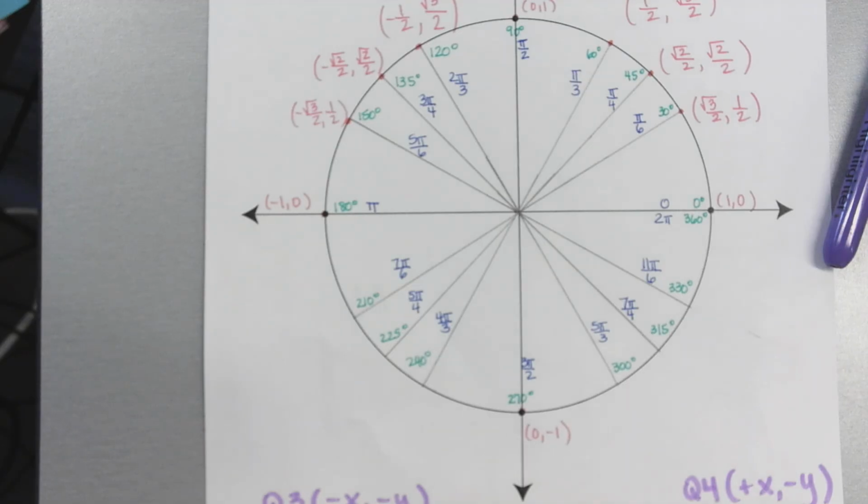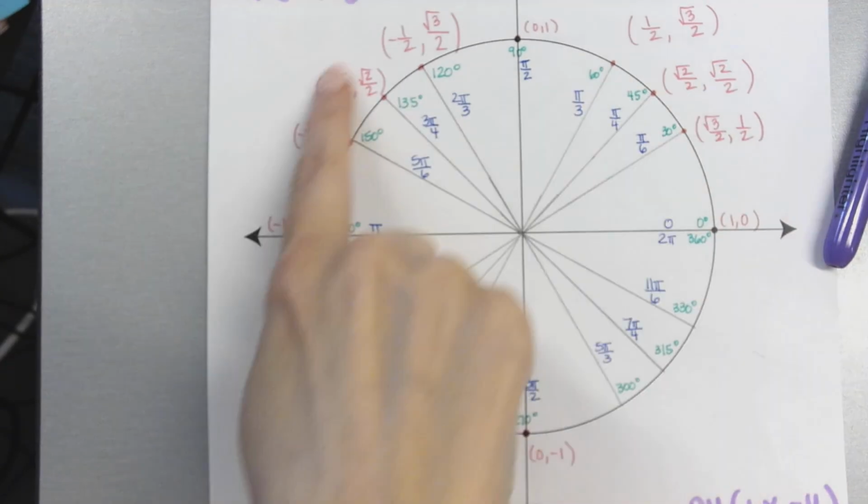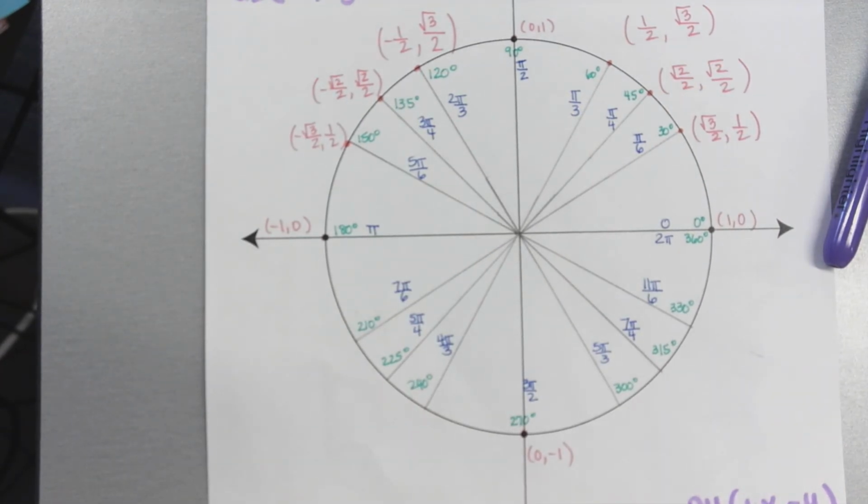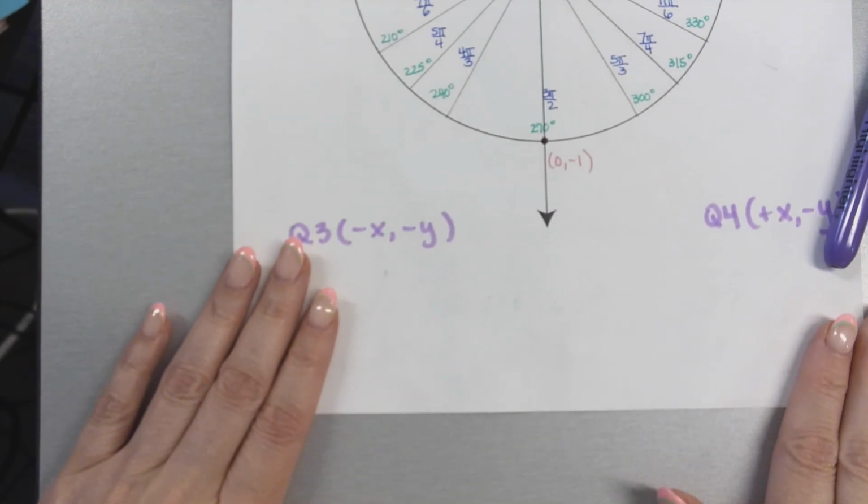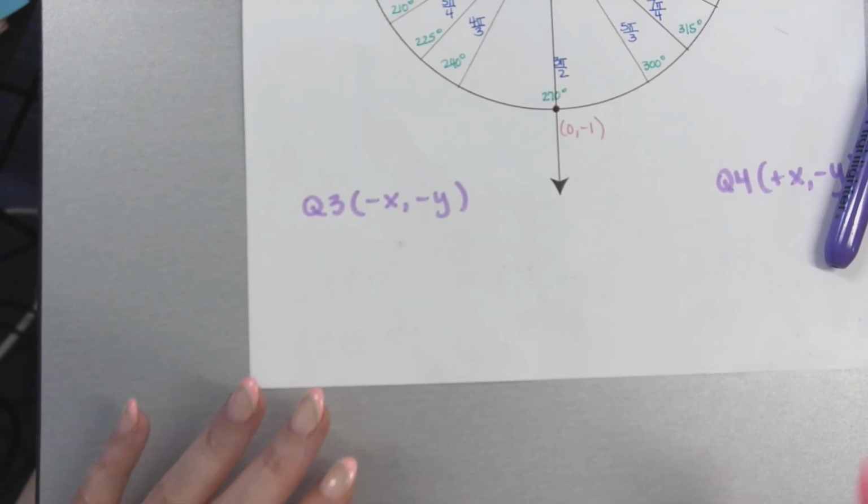Okay, and then once you have filled those points in, we're going to start talking about how these relate to trig functions. So remember in 11.1 and 11.2, we talked a lot about sine, cosine, and tangent. Okay, so what the unit circle does is it relates these points to the sine, cosine, and tangent. Okay, so we're going to write down what that relationship is below.